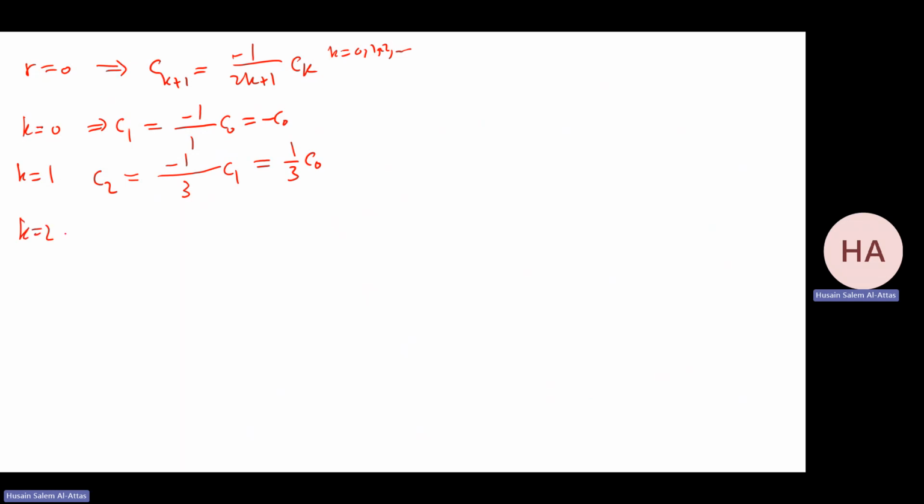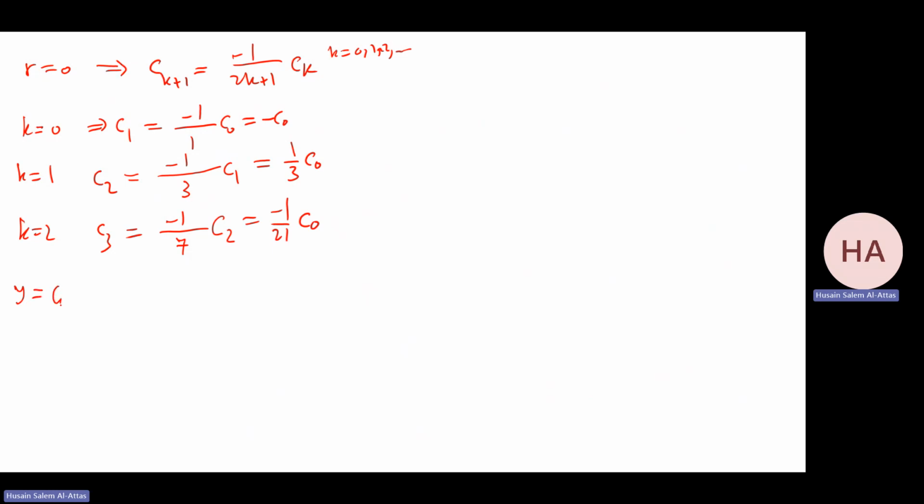Let me do one more. c3 will be minus 1 over 7 times c2, and c2 is 1 over 3 c0, so that's minus 1 over 21 c0.